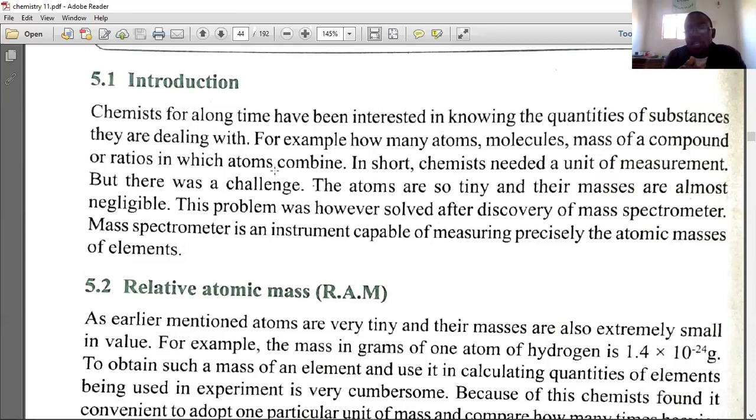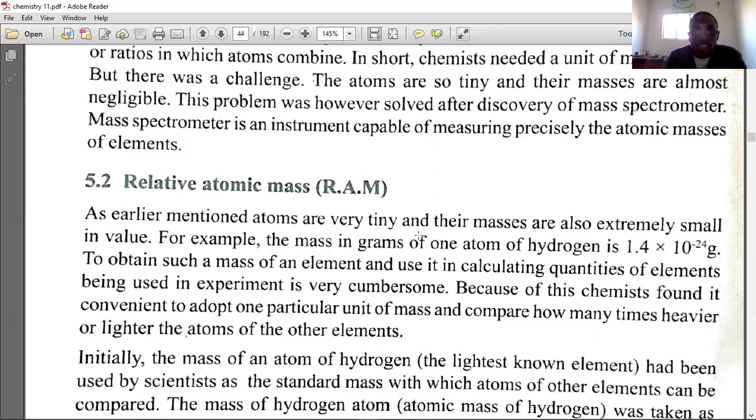The atoms are so tiny and their masses are almost negligible. The masses are very, very small and it's very difficult to measure. This problem was, however, solved after the discovery of an instrument called the mass spectrometer. The mass spectrometer is capable of measuring precisely the atomic masses of elements, even the tiniest mass. This machine is able to pick and measure.